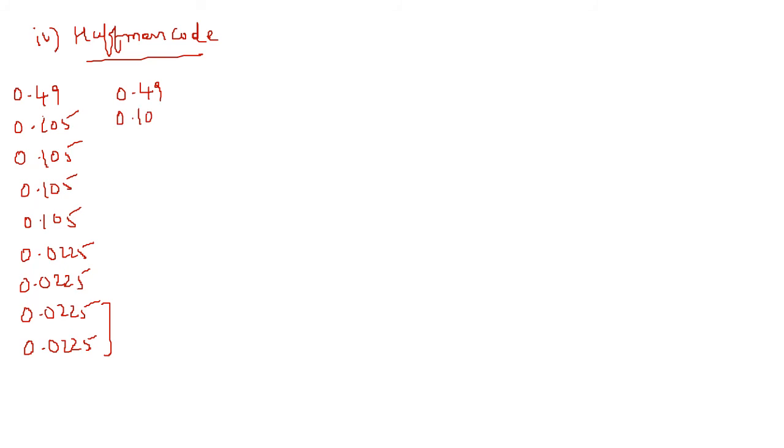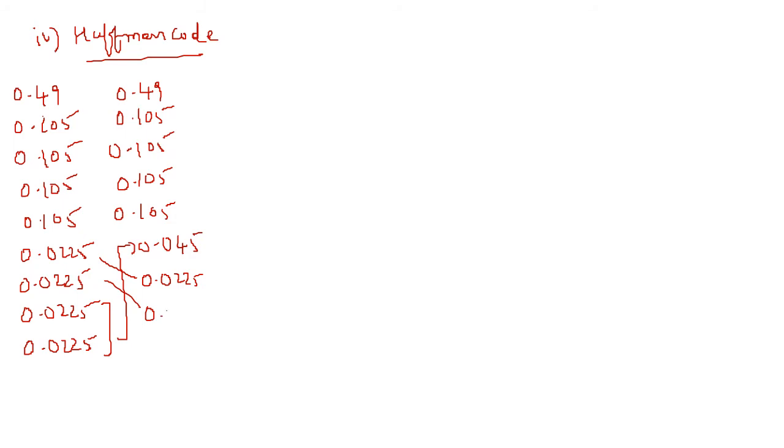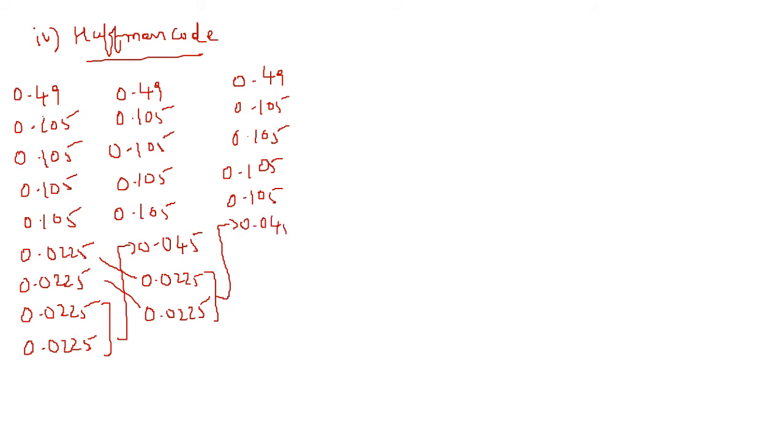So 0.49, 0.105, 0.105, 0.105, 0.105. Next you have the value 0.045. We'll shift this value here, then 0.0225, this value shifted here, so 0.0225. Add the last two symbol probabilities, and again you get 0.045. So 0.49, 0.105, 0.105, 0.105, 0.105, 0.105. We'll place it as high as possible, so this 0.045 value will shift here. Add these two values, and you are going to get 0.09.